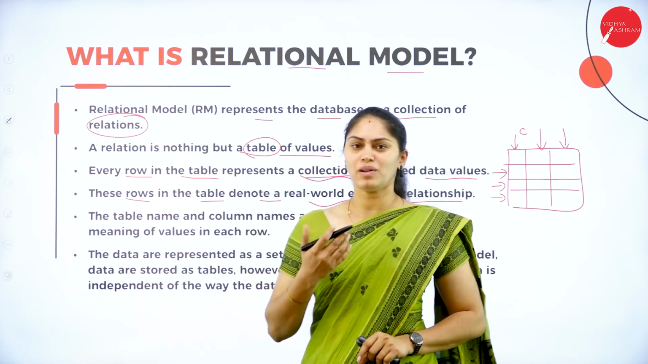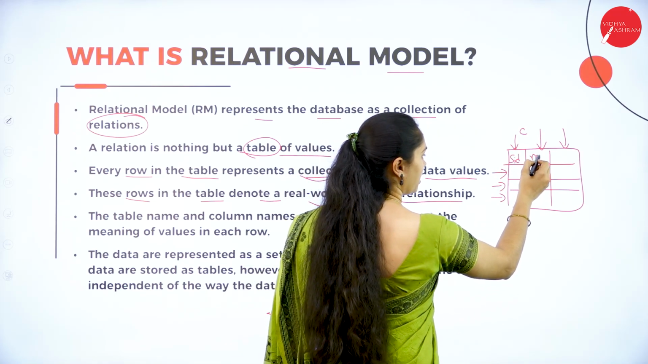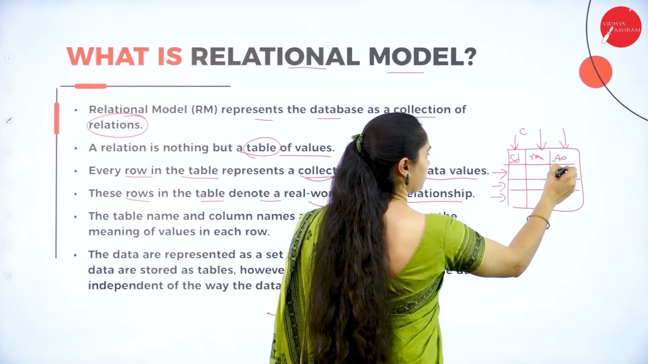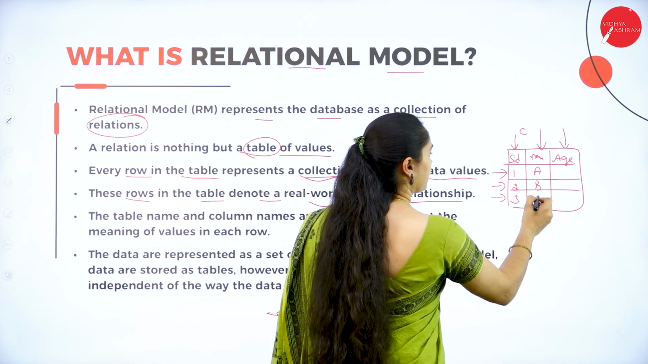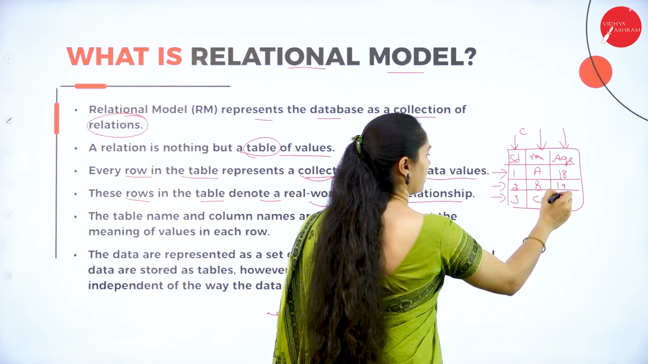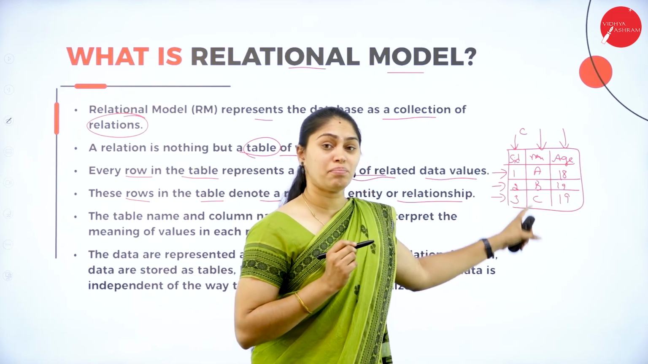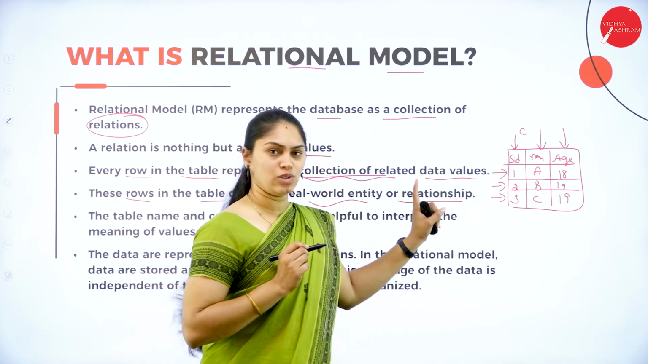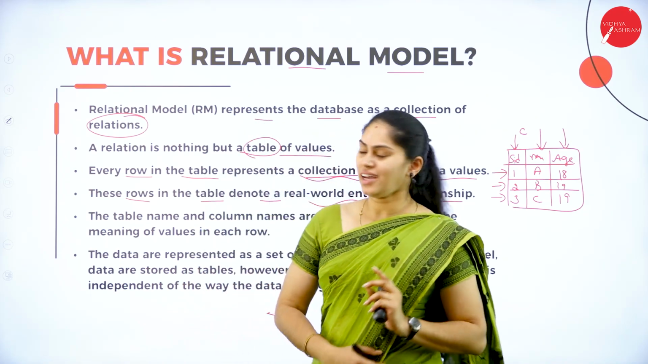If I take the example of a student, it comprises what? Student ID will be there, student name will be there, and age will be there. So here I am going to write 1, 2, 3, and the names ABC, and ages 18, 19 and 19. All these are what? They represent the data values. Then we call them the rows, or tuples, or records of a relation.